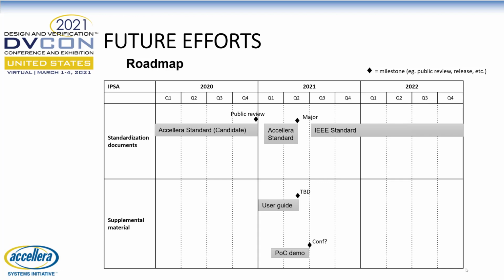As noted here, the standard is in review and is on track to be released later this quarter as an Accellera standard. In time, we anticipate this becoming an IEEE standard, but that time frame is still yet to be determined. In addition to the standard, the workgroup also plans to release a user guide to better provide detailed information for users of the standard. And as mentioned earlier, the group is also working on a proof of concept demo. We anticipate this demo to be ready around the DAC timeframe, and we'll certainly announce when it's ready.